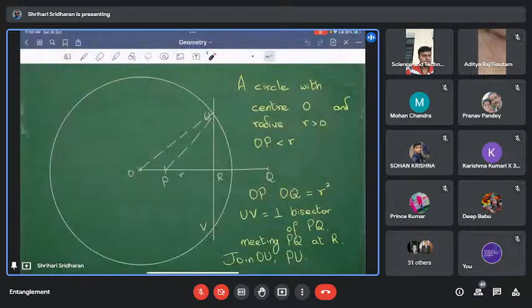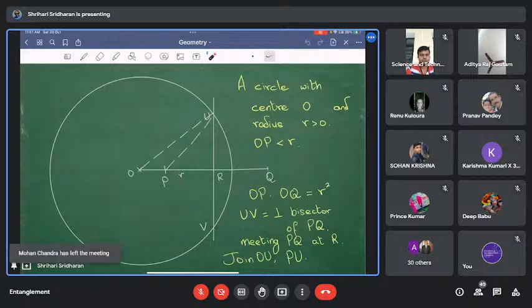So this is what we had by construction. You have a circle with center O and radius R bigger than 0. I take a point P inside the circle in such a fashion that OP is strictly smaller than R. I have my point Q in such a fashion that OP times OQ is R squared. Because my point P is inside the circle, Q naturally lies outside the circle. I construct the perpendicular bisector UV of the line segment PQ, which meets PQ itself at R. I join the line segments OU and PU. This is what I have.